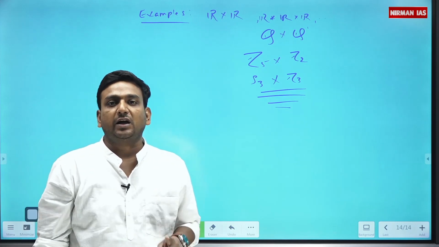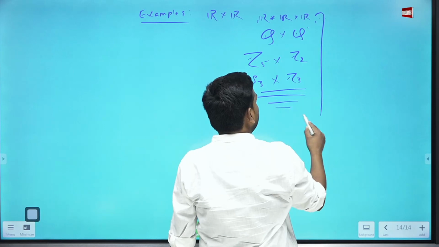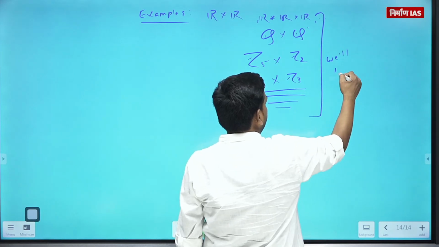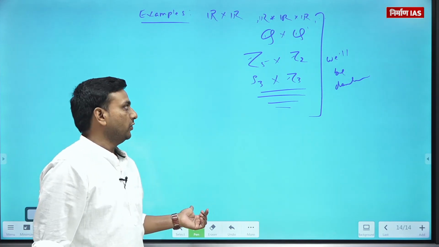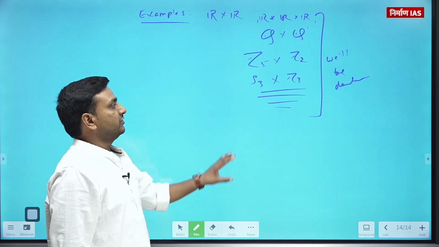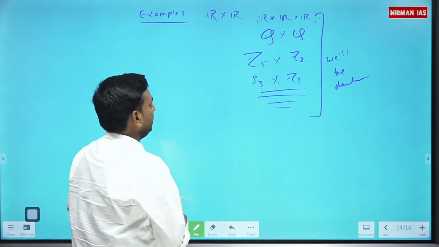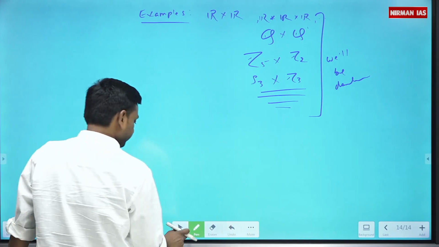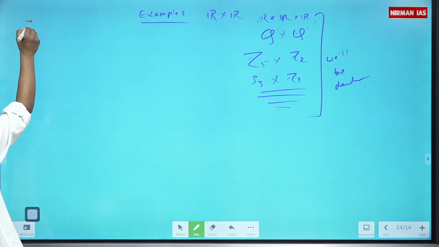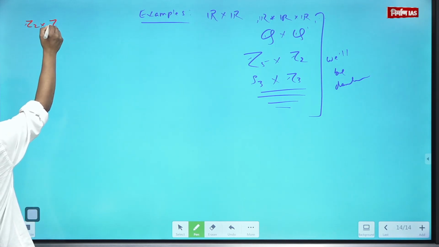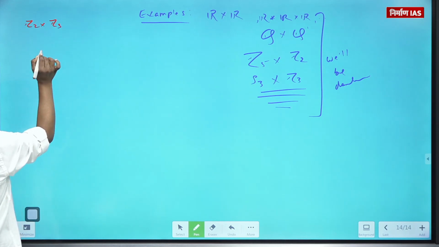When we will be dealing with isomorphisms and homomorphisms, in that case we will be dealing with all these examples in detail also. So I suggest you guys just try to write all those structures. Let's say if I say what is Z2 cross Z3? So this is just a Cartesian product.